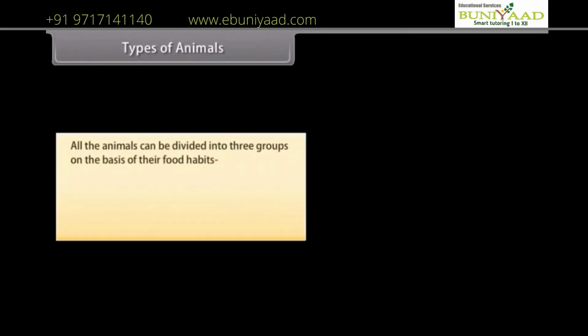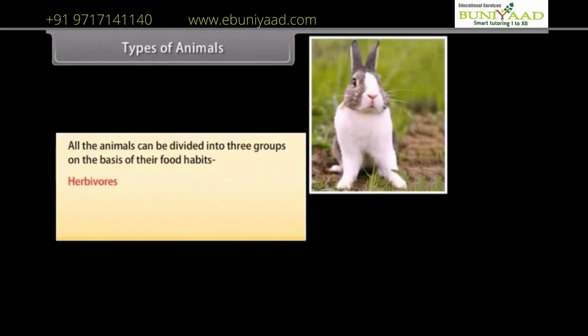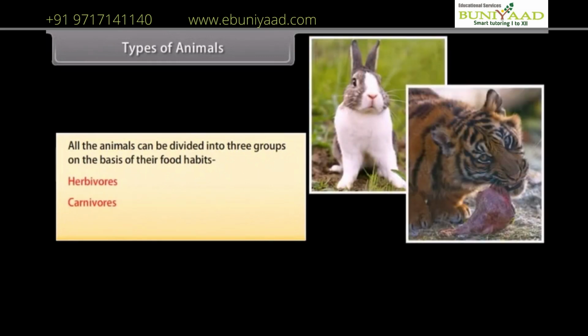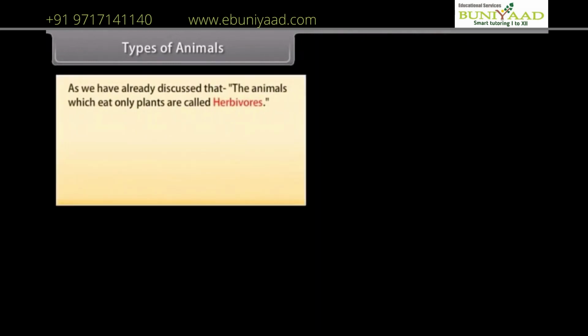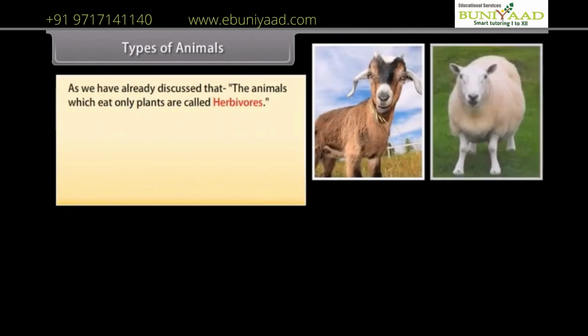liver, understand structure and functions of pancreas and intestinal glands, study chemistry of digestive glands. Types of animals. All the animals can be divided into three groups on the basis of their food habits: herbivorous, carnivorous, omnivorous. As we have already discussed, the animals which eat only plants are called herbivorous. They may eat grasses, leaves, grains, fruits, or the bark of trees.